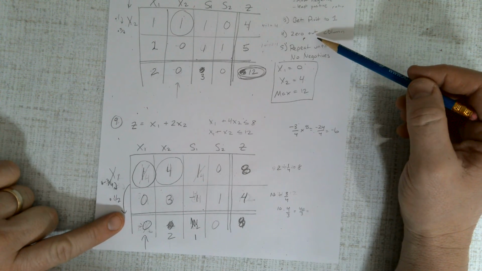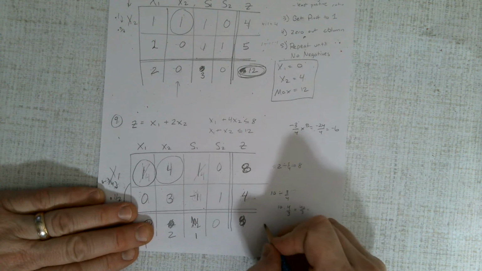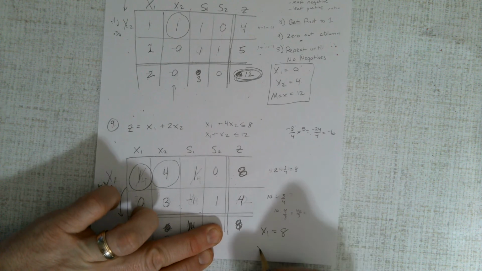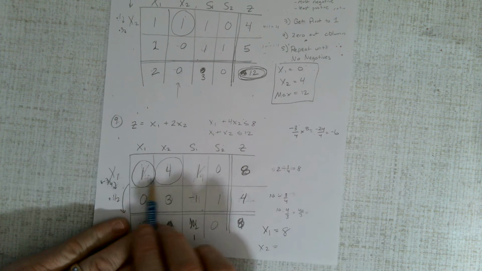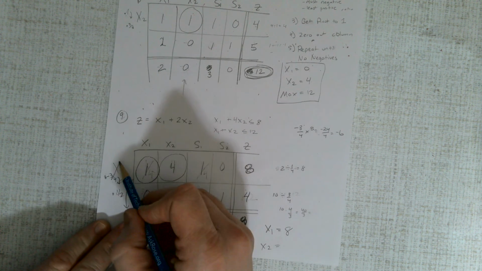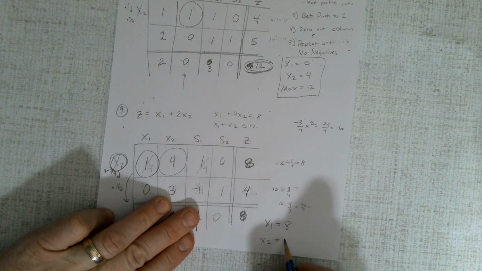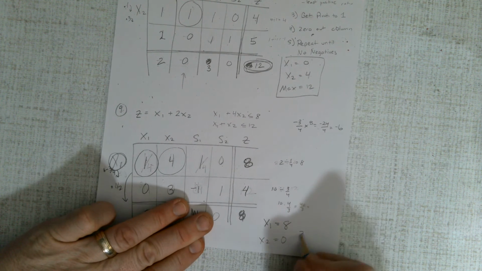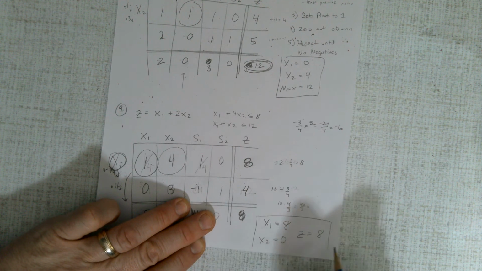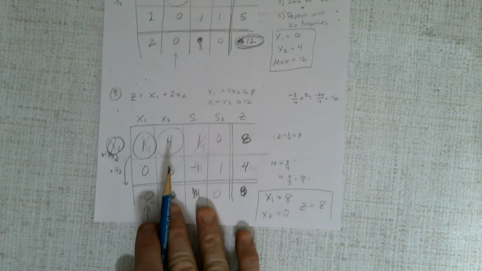Column zeroed out, and what have we done? There are no negatives, so we are done. x1 is 8. x2 has never been defined. It was defined, but then it went away because it got pivoted out, so x2 is 0 and z is 8. You can check it by graphing it, but those are the steps.